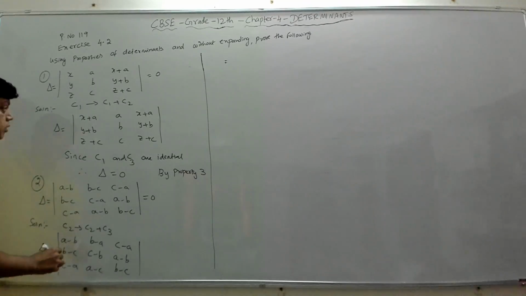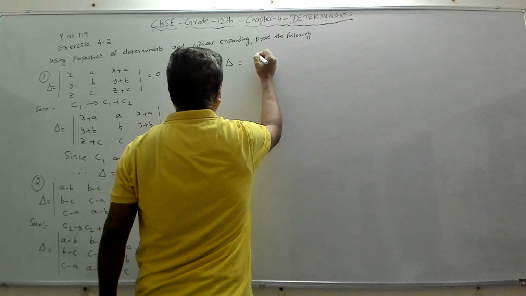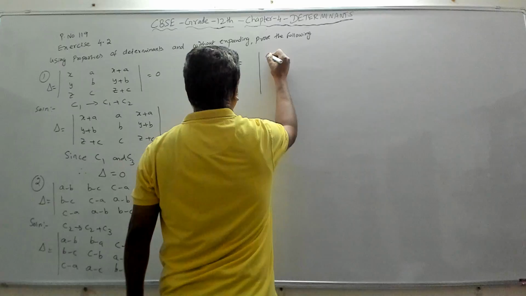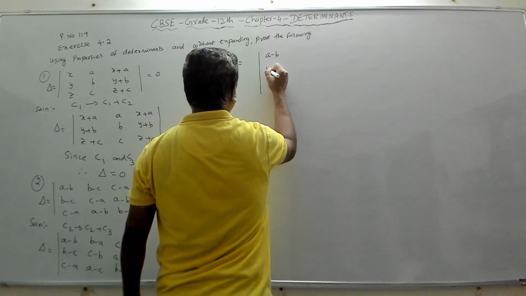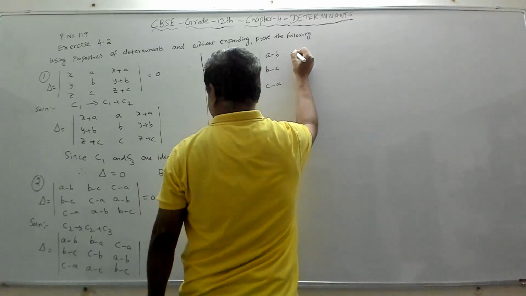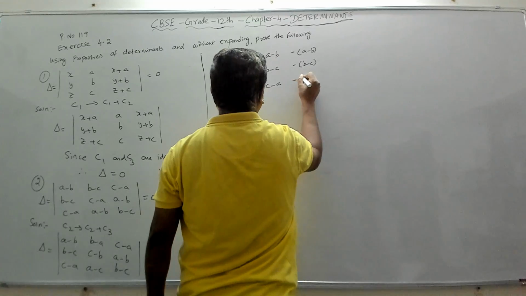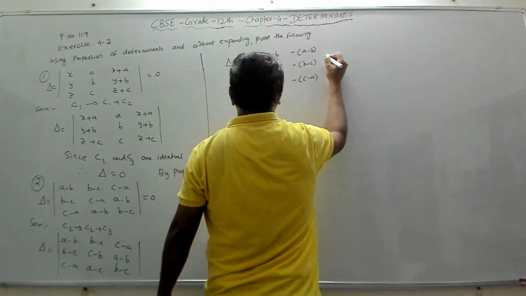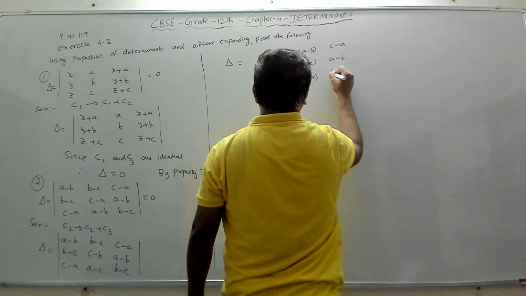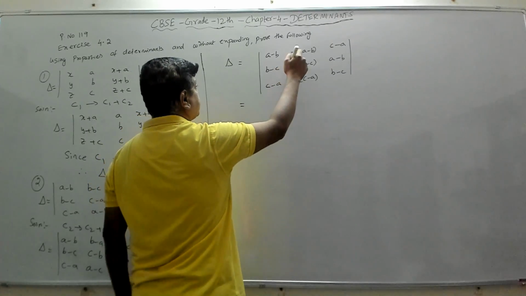Delta. So delta equal to the determinant of, so I can write this as A minus B, B minus C, C minus A. And then this as minus of A minus B, minus of B minus C, minus of C minus A. Then the last one is C minus A, minus B, B minus C. That is equal to, now if you observe here, minus 1 is there everywhere.